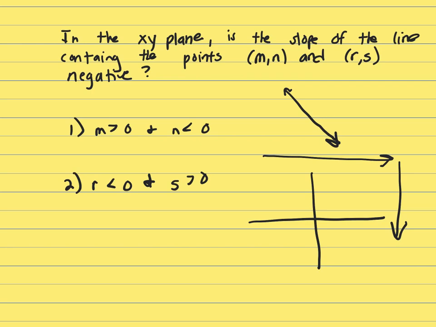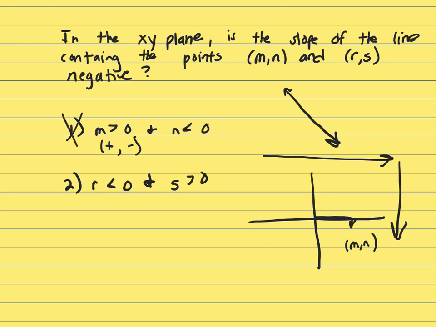So here's my xy plane. If I look at the first clue, m is greater than 0, it's a positive number, and n is less than 0, it's negative. So for an ordered pair, the first number is positive and the second number is negative. Positive, you go in this direction, and then negative, you go down here. So that point mn is somewhere here in this lower right quadrant. But clue 1 doesn't tell me anything about r and s, so that doesn't work.